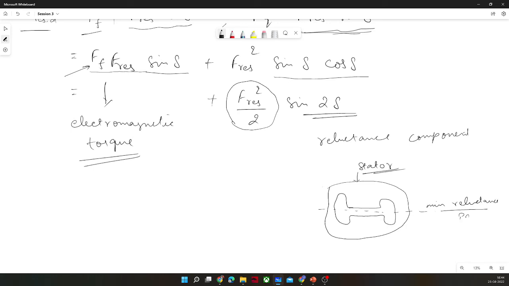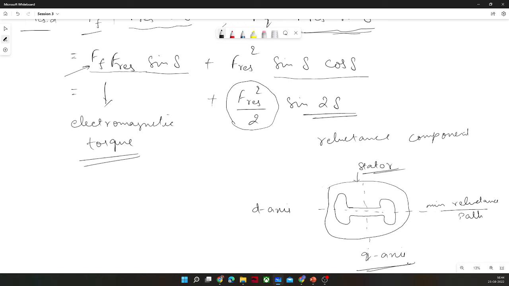Minimum reluctance path. And a minimum reluctance path is known as d-axis. And this is the maximum reluctance path. The air gap is huge. And due to this gap, the reluctance torque generates. So why due to this gap does reluctance torque generate?